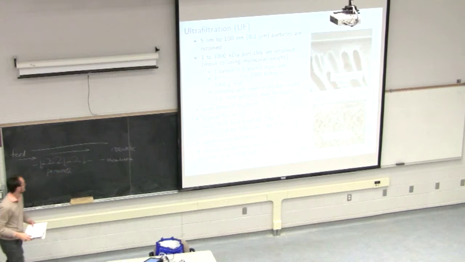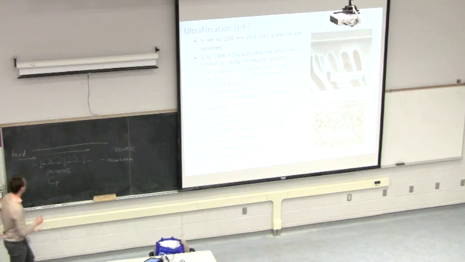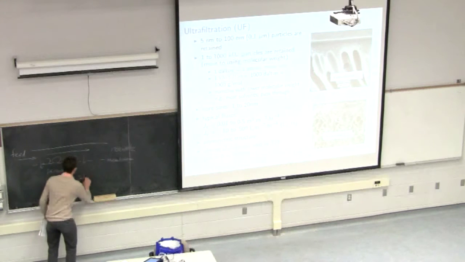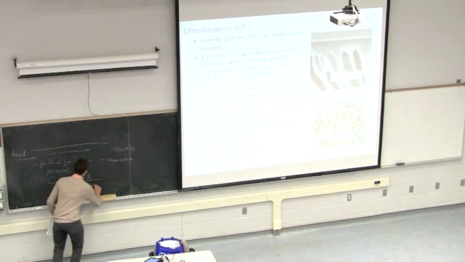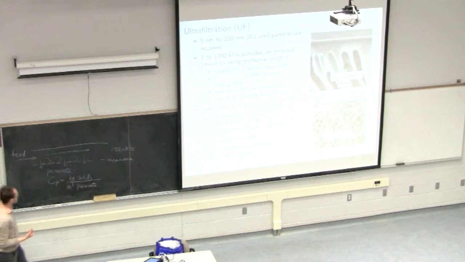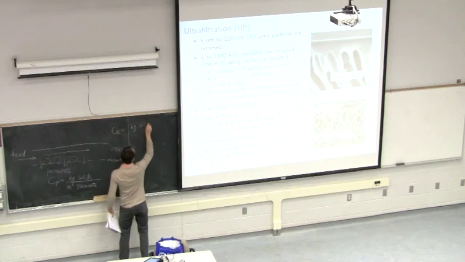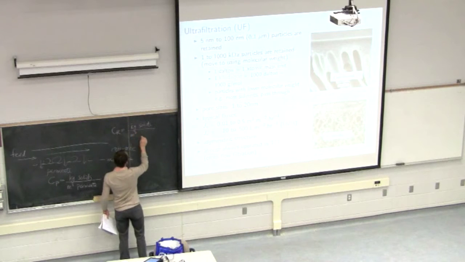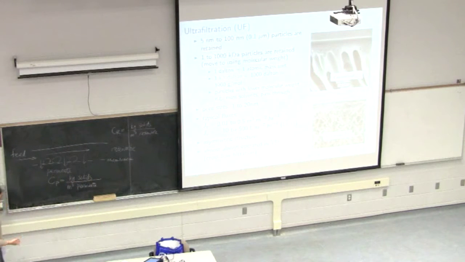So the terminology we're going to start adding in today's class might be fairly new for us. We're going to call the concentration of the solids in the permeate stream CP, that is, kilograms of solids per meter cubed of permeate. The retentate we'll call CR, again kilograms of solids per meter cubed of retentate. And similarly for the feed, we'll call that C0 or CF, kilograms of solids per meter cubed of feed.